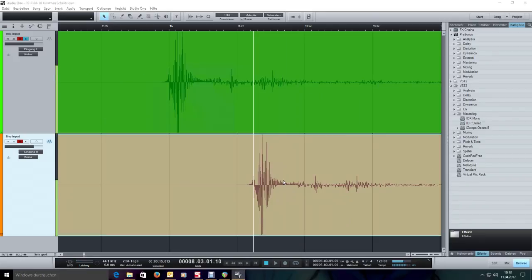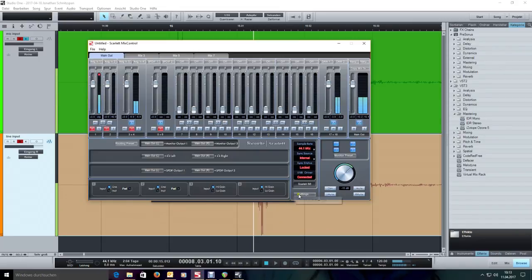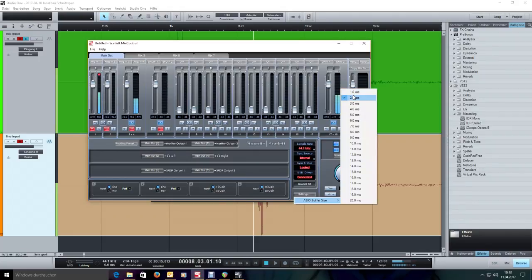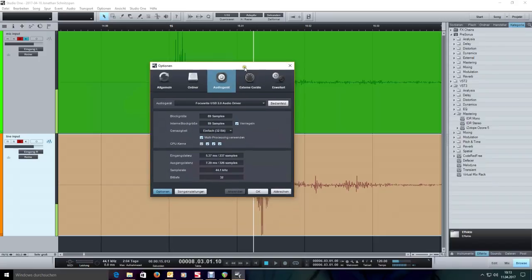At the buffer size of, what do we have here? 89 samples. And here in the settings, also set pretty low. I have a complete latency of 12.5 milliseconds. So that is the setting I also work with. I record with that. And you know what? I don't feel any lag between my playing and what's coming out of the speakers. I can work with that without any problems at 12.5 milliseconds.